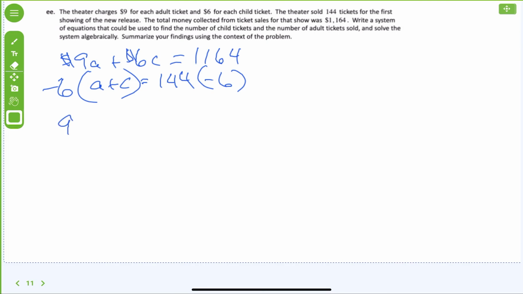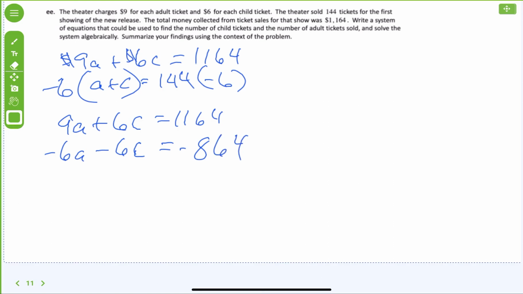Okay? So this would be 9A plus 6C is equal to 1,164. What's a -6 times A? What's a -6A? What's a -6 times C? What's a -6C? What's a -6 times 144? -864. Now we're going to combine these equations, which means draw a line under it, combine going vertically, because that's your common terms. You can combine the A's, you can combine the C's, and you can combine the total dollar amounts. If we do that, C's gone.